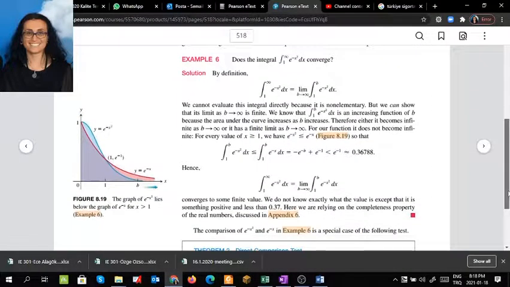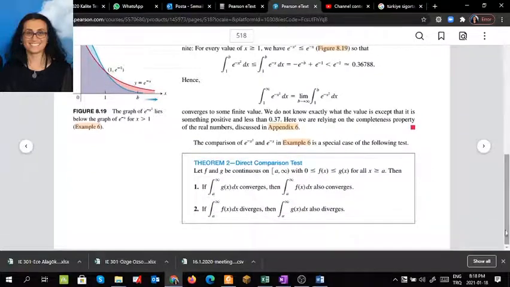So there are some tests to do those. The first test is the direct comparison test. What you would do is you have two continuous functions f and g on this interval, and g is bigger than f on this interval. Then we have two situations.